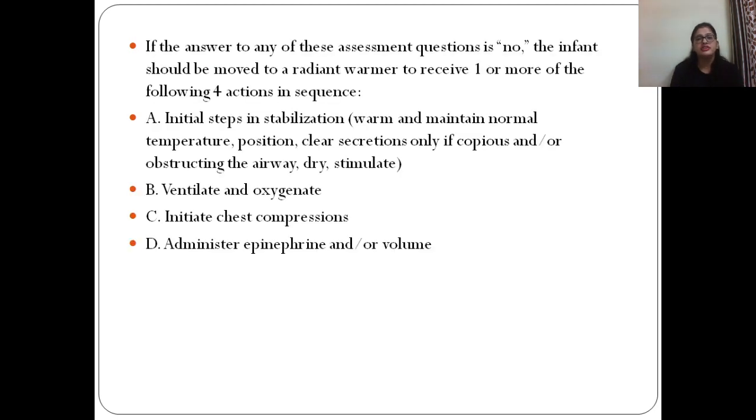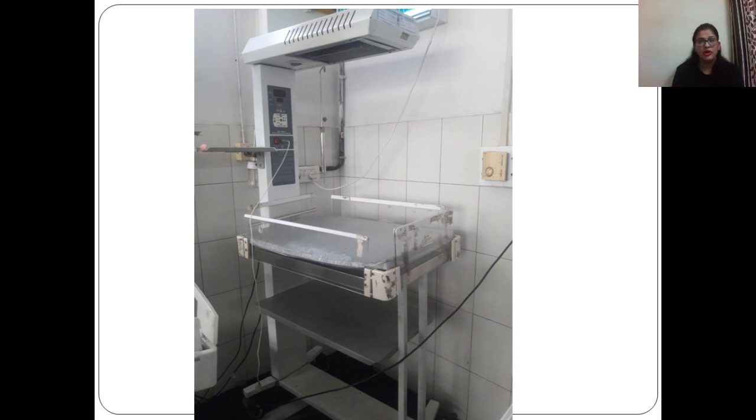While if the answer is no to any of these three questions, then the baby should be moved to a radiant warmer to receive one or more of the following four actions in a sequence. Now this is a radiant warmer where the baby may be taken up for the further steps in resuscitation. This is the bassinet where the baby is resuscitated or placed. This is the overhead heater. And this is the control panel, and these are the probes.